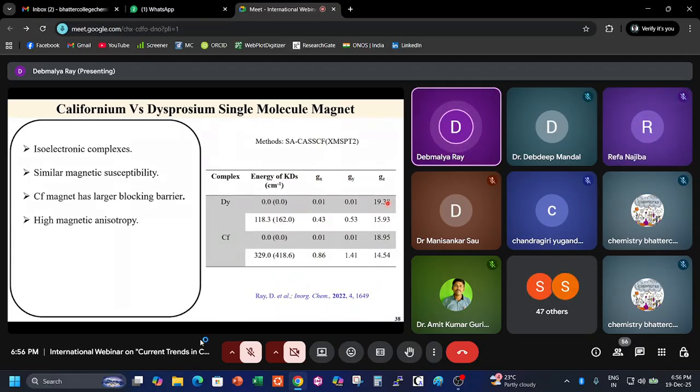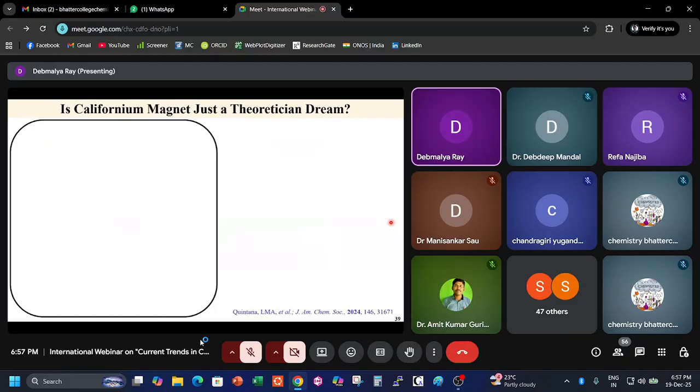Now, we also compared the G-tensor values for the dysprosium and californium magnets. As you see, for both magnets in the ground state and first excited state, the ZZ value is much higher than the ZX and ZY values. That means both dysprosium and californium have similar magnetic anisotropy. That means californium is actually a good magnet. Compared to other actinide magnets, it has a magnetic susceptibility almost 10 times higher. It has a very significant magnetic blocking barrier and magnetic anisotropy.